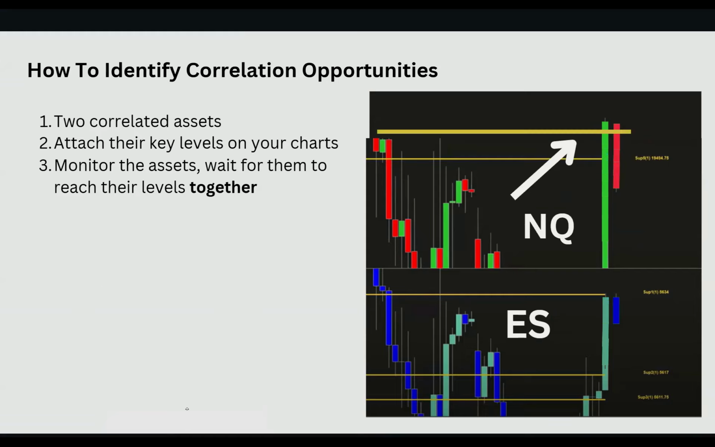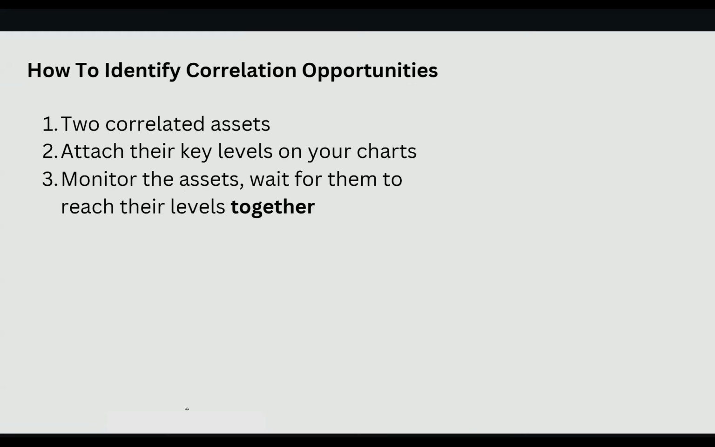Now, let's say there was another line here on NQ. In this case, guys, I'm waiting for NQ to reach its second line, monitoring them together, to short it. So CTP is about monitoring two correlated assets, and finding CTP opportunities is about monitoring them when they are reaching their levels together.